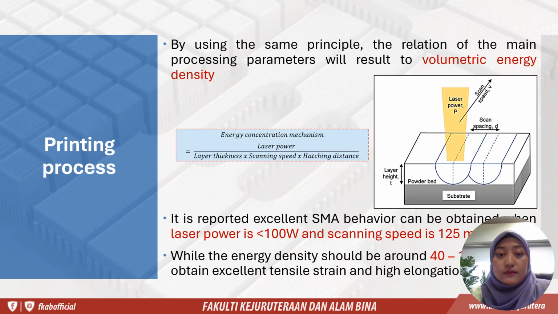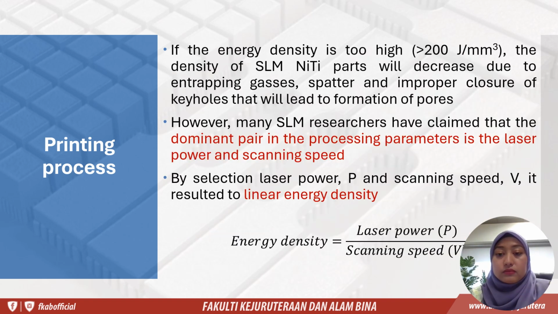Next. According to my first example, the concept is the same: the processing parameters and also the equation that is used to identify the volumetric energy density. It is reported that excellent SMA behavior can be achieved when the laser power is less than 100 watt and the scanning speed is between 1 to 5 millimeter per second. Next, by using the same equation, we can get linear energy density. That means we eliminate hatching and also layer height.